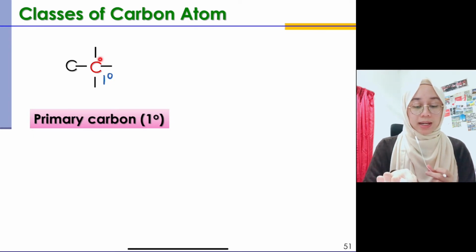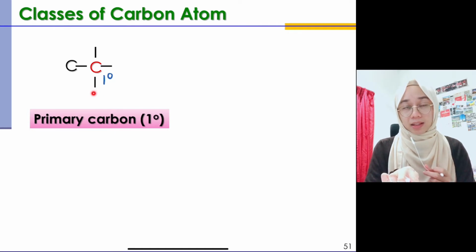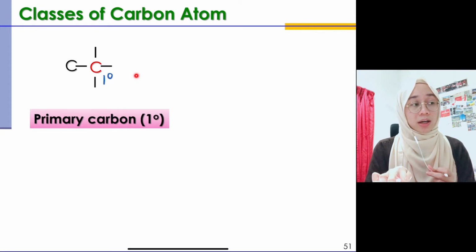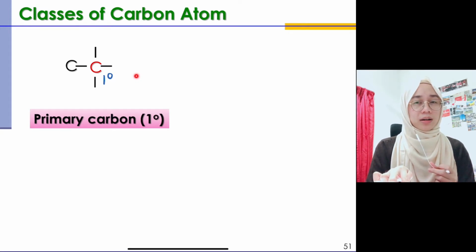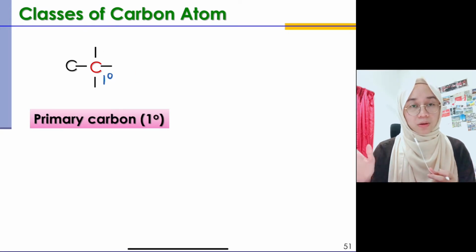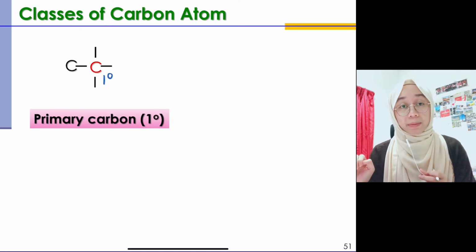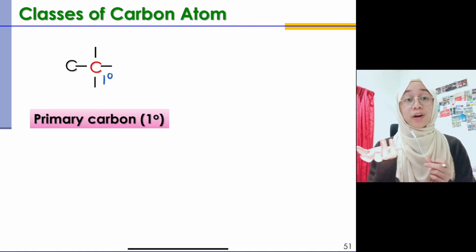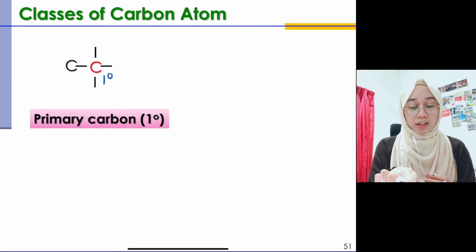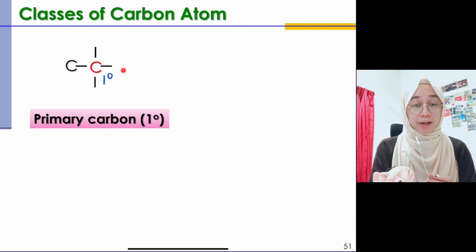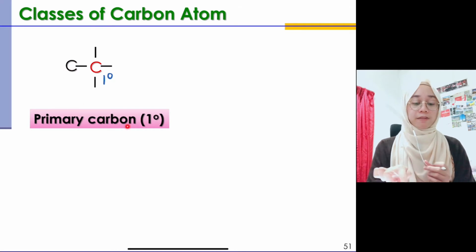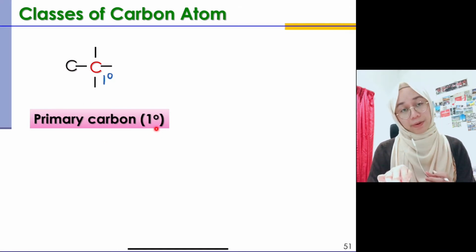So apa benda lah yang attached dekat tepi-tepi ni? So dekat sini, it can be other things lah. It can be oxygen, it can be nitrogen, it can be sulfur and so on. Okay, benda-benda yang selain daripada carbon or even hydrogen. Okay, so mungkin ketiga-tiga kat sini adalah hydrogen, tapi ada satu yang attached dengan this carbon here adalah carbon. Therefore, that is considered sebagai primary carbon.